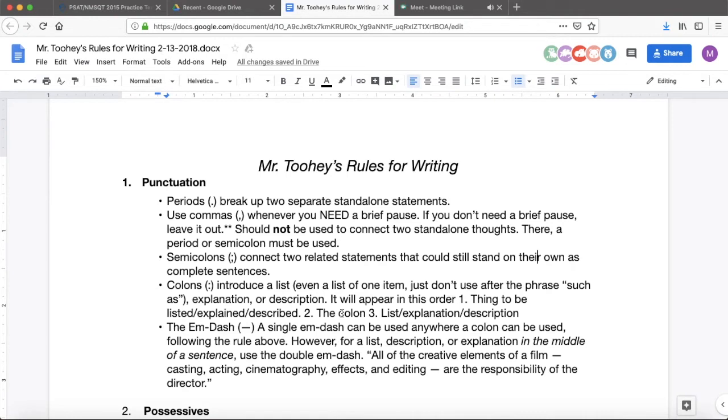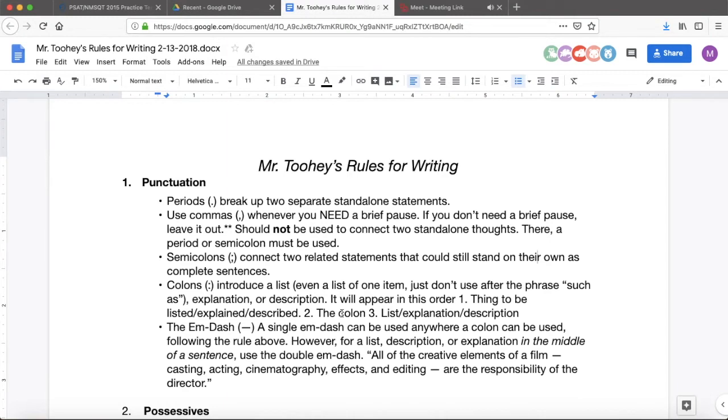The em dash, a single em dash. Sorry. Okay. Single em dash anywhere used. However, for a list... I'm going to stop you real quick, Elizabeth, you're cutting out a little bit again. That is okay. So a single em dash can be used anywhere. A colon can be used following the rule above.